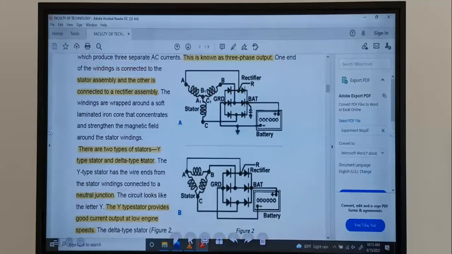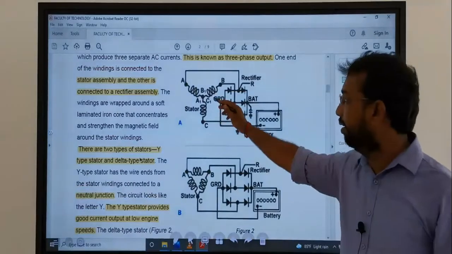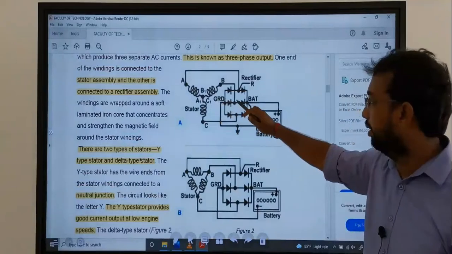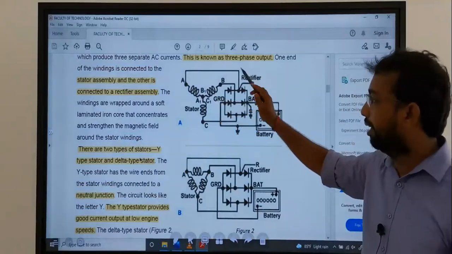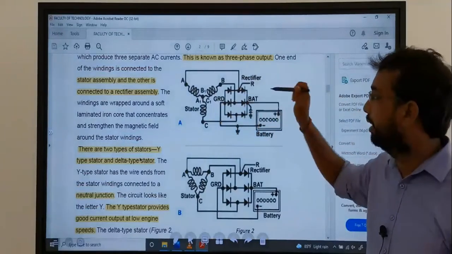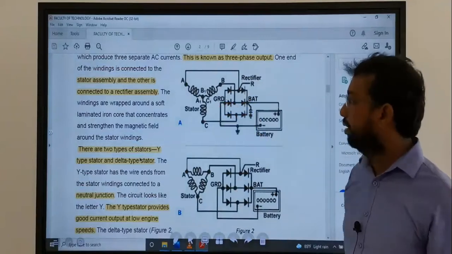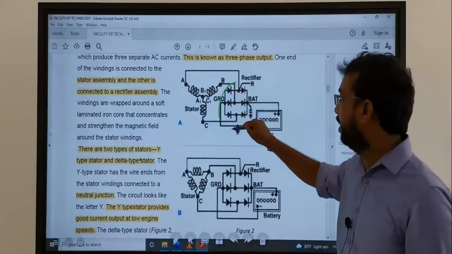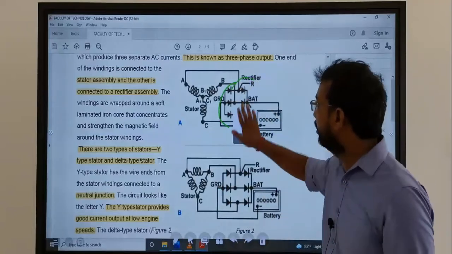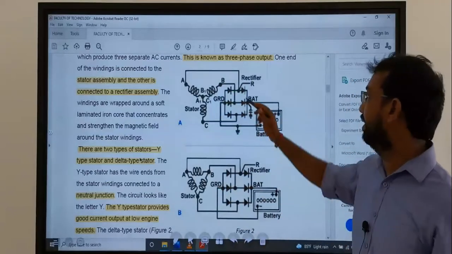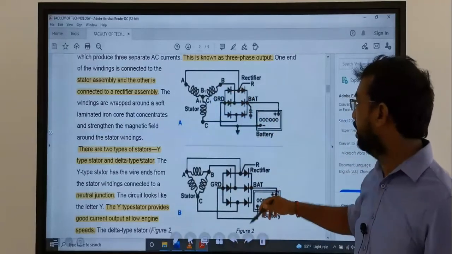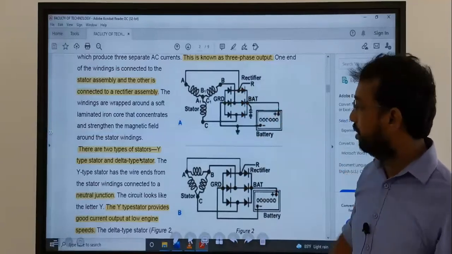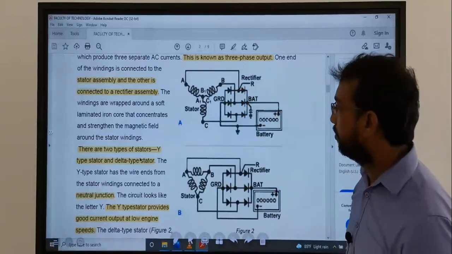Rectifier: here we can see 2 types. This is the star or Y type, that means a 3-phase circuit of the stator. So this is a Y type stator, and here is a delta type stator. Here is the rectifier, which converts the AC current to DC current. There are 6 diodes. Here is the battery. So let's see how it works.